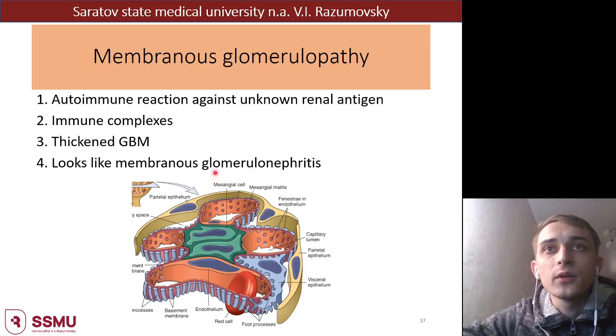Membranous glomerulopathy. It's an autoimmune reaction against a non-renal antigen and is associated with immune complexes, associated with thick basal membrane of vessels and glomerular basal membrane, and looks like membranous glomerulonephritis. We can see damage of this part of glomeruli.